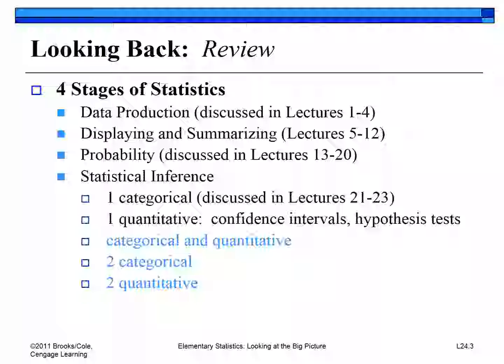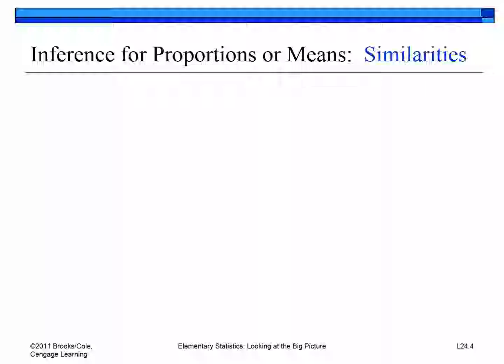To review, in the 4 stages of statistics, we are in statistical inference, and we're talking about inference for one quantitative variable. We'll start by talking about the relationship between inference problems for proportions and inference problems for means. Let's look at how they're the same.